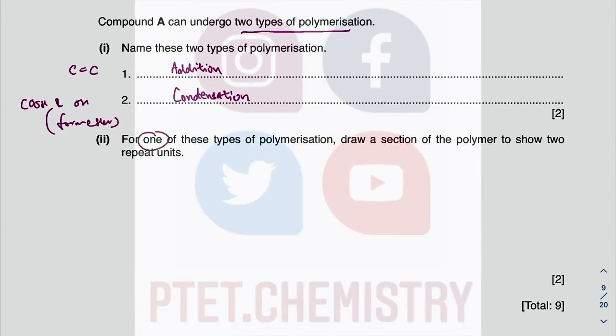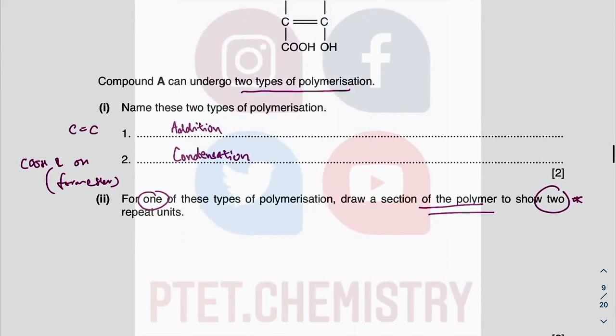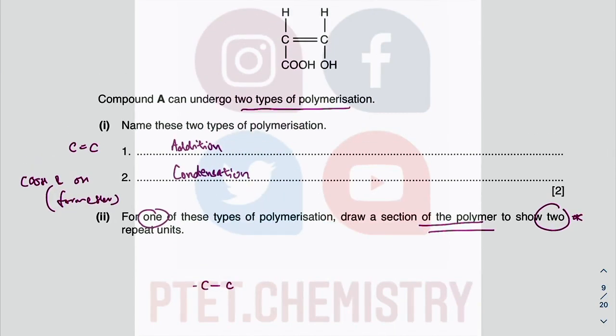For one of them, draw a section of the polymer to show two repeat units. If I were you, I wouldn't try and go for the condensation. I would go for the carbon-carbon double bond because that's the easier one. So when I lose the carbon-carbon double bond, I must still have carbon form 4 bonds, 4 covalent bonds. Okay, I lose the double bond. So now I have that. Okay, carbon forms 4 bonds, 1 repeat unit, 2 repeat units. This is addition.